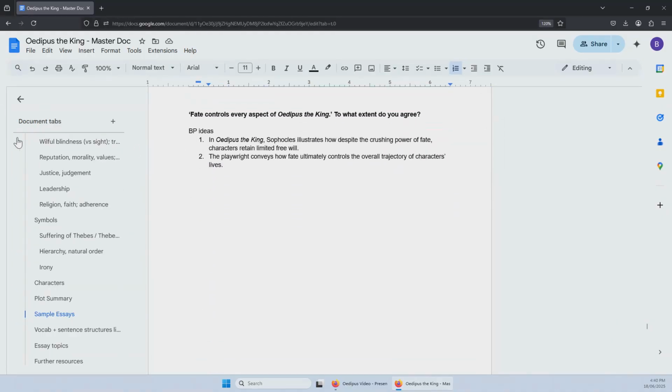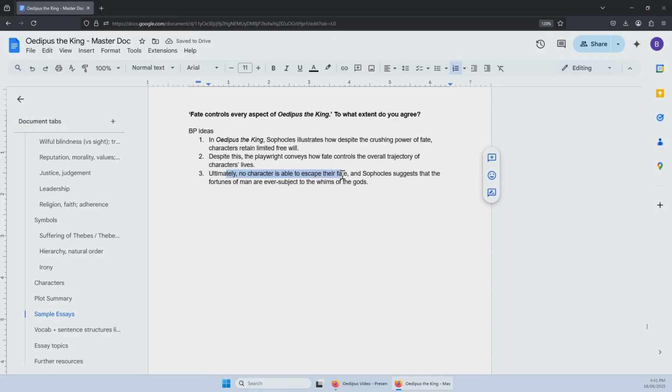So we do something like, ultimately, no character is able to escape their fate. Fate controls every aspect, and Sophocles suggests that the fortunes of man are ever subject to the whims of the gods. So that's how everyone's life is changeable and their fortune is fickle and could shift at any given moment. Okay, so that is how we would break down this topic. Fate controls every aspect of Oedipus the King. We'd say possibly not, but ultimately yes, we agree overall that fate and the hands of the gods determine the trajectory of characters' lives. So that would be a pretty good plan for this topic.